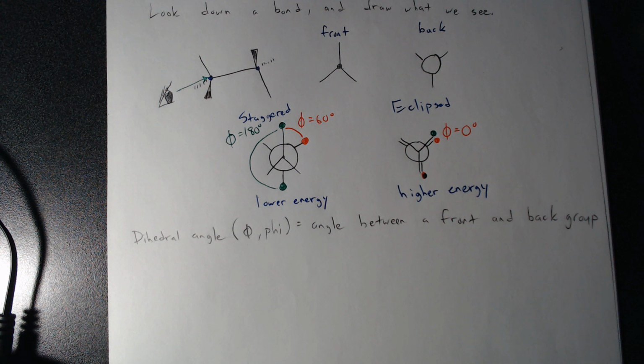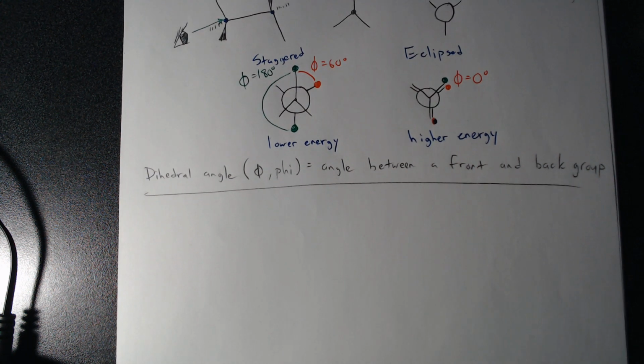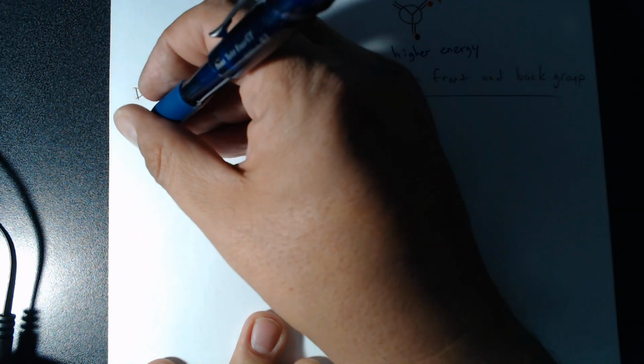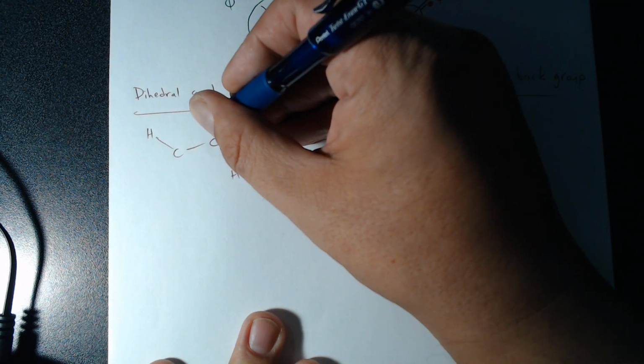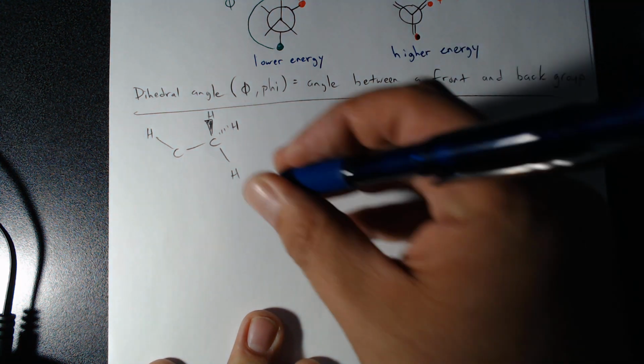Okay, so what I want to do now is some bond rotations, and typically we have some energy diagrams that go along with this, and we talk about the energetics of it. The simplest molecule that we can do this with is ethane. So ethane is CH3, CH3. I want to draw out the carbons so we're clear on what's going on here. And I'm going to draw it in the most stable conformation, which is staggered.